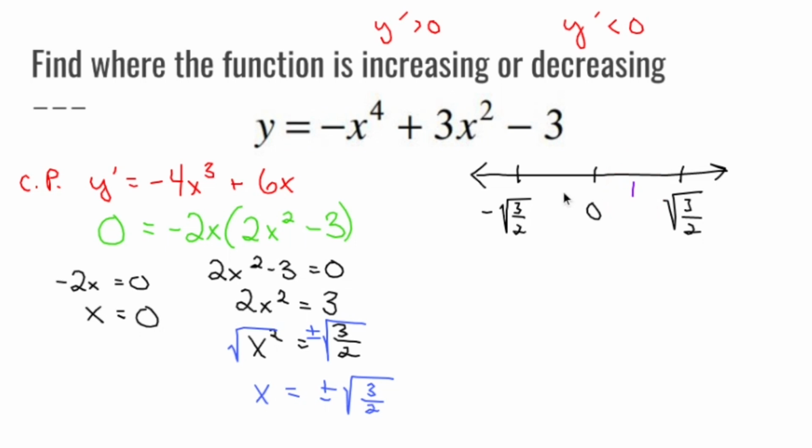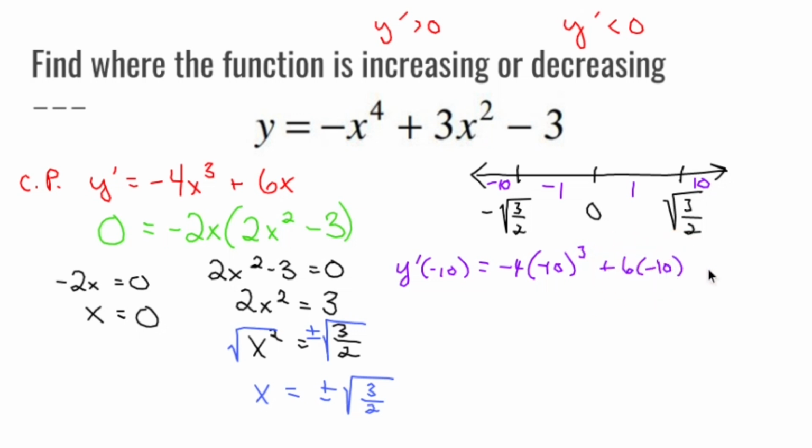So I can use 1 and negative 1 as potential numbers to plug in. I'll use 10 and negative 10 because why not exaggerate things? And I plug these into my derivatives. All right, so let's start out with negative 10. So y prime of negative 10 is going to be this guy right here, negative 4 times negative 10 cubed plus 6 times negative 10.